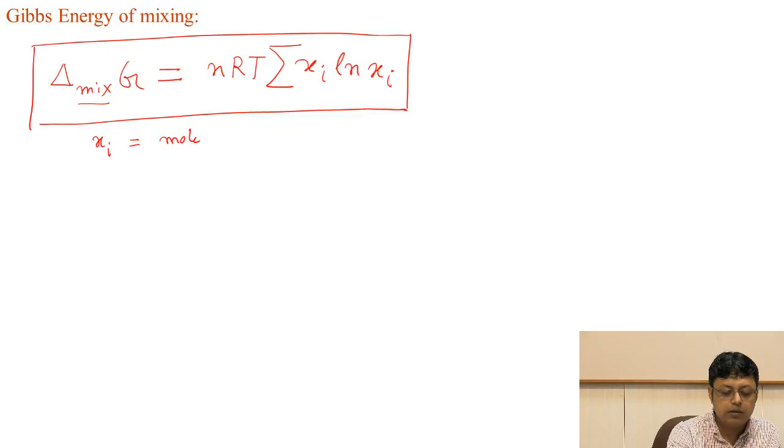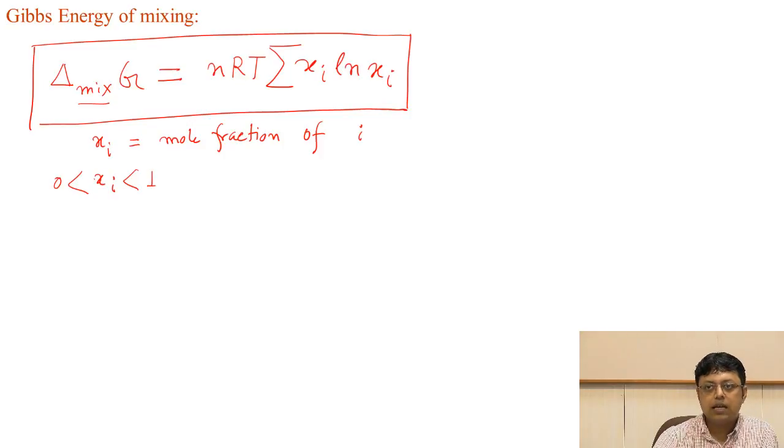Xi is nothing but the mole fraction of component i. Now the mole fraction, remember, Xi can be minimum 0 and maximum 1. So Xi is a fraction, which means ln Xi will be a negative quantity, which means delta G mixing is always negative for each component. So if we add up, it will always be negative together.